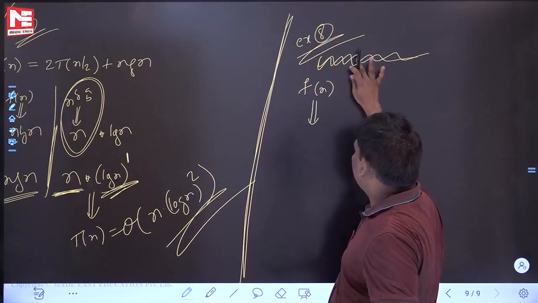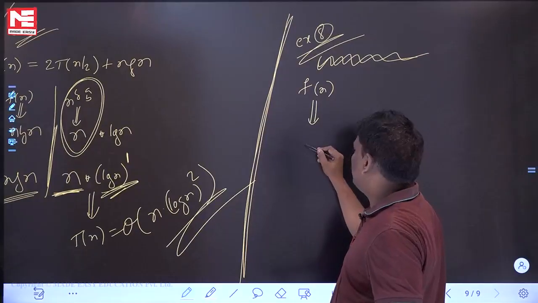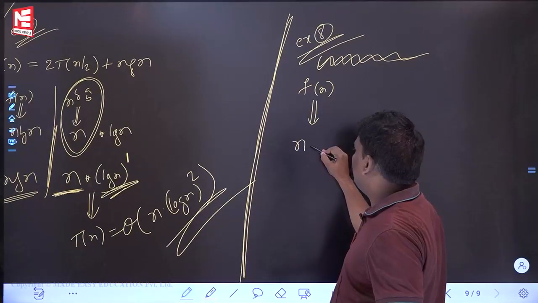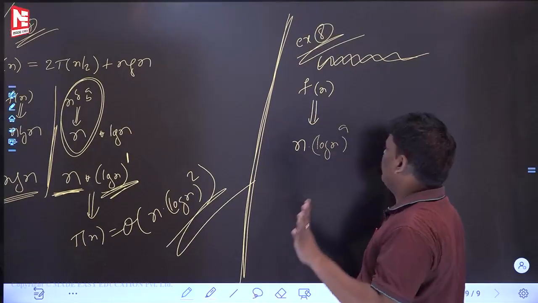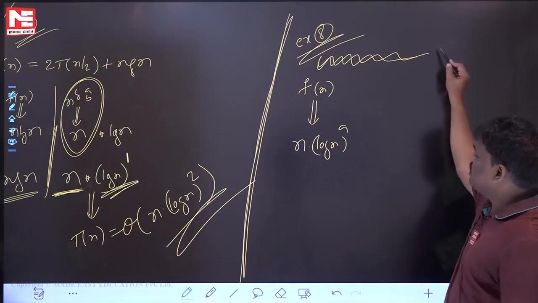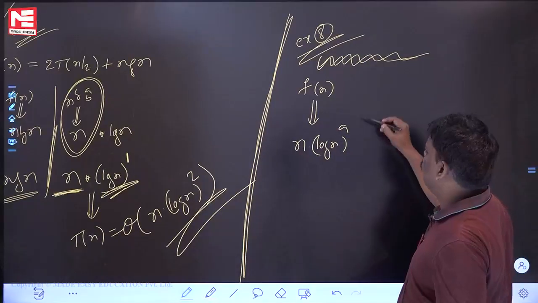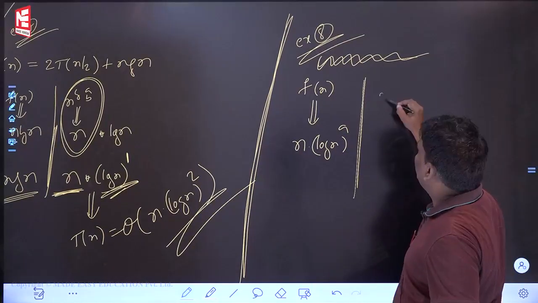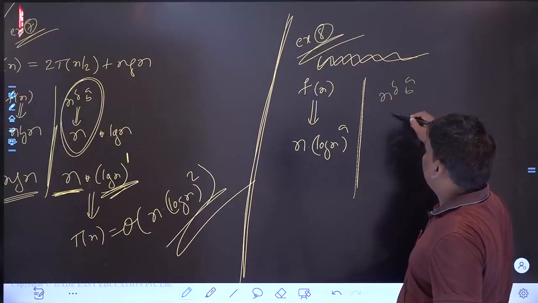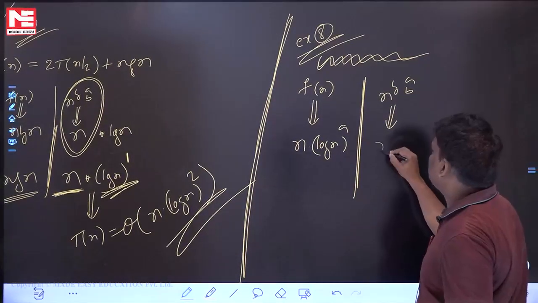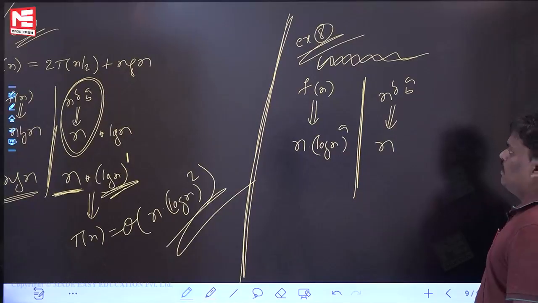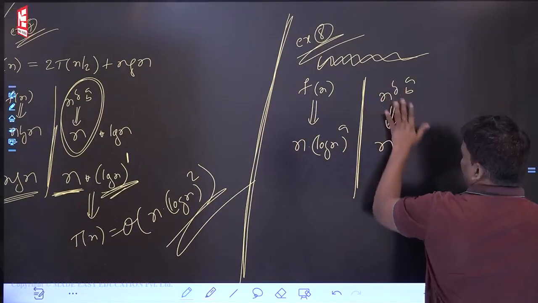Listen carefully. In this recurrence relation, let us assume that Fn is n into (log n) whole power 9. Next one, n power log a base b. Assume that this is n. Fn is this much, n power log a base b is this much.